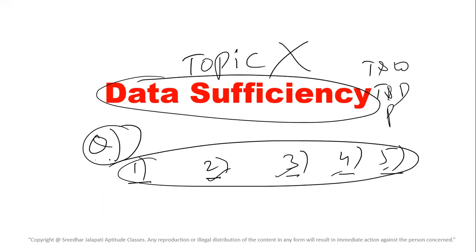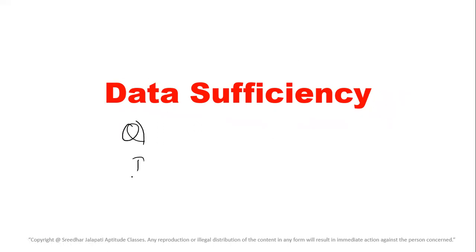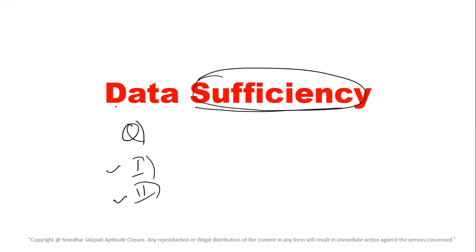But in data sufficiency, it's not a question followed by options. You don't have to pick up the correct answer. It is all about a question followed by some data, one or two statements. Normally you will be given two statements. When a question is followed by two statements, you need to find out which of the data provided is sufficient to answer the question. As the name suggests, checking the sufficiency of the data is called data sufficiency. You just have to check which data provided is sufficient to answer the question.